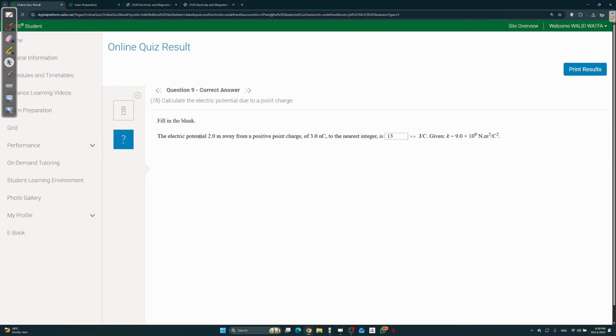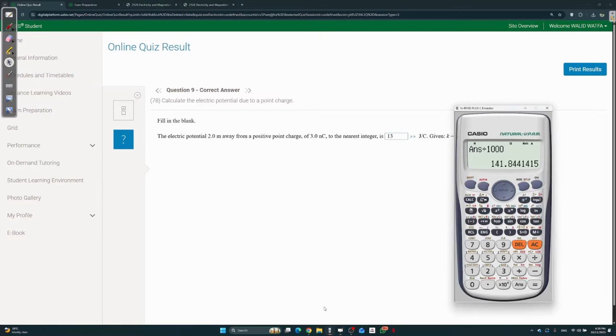Alright, the electric potential 2 meters away from a positive point charge of 3 nanocoulombs, to the nearest integer, is something. Now electric potential means voltage. They gave you the distance and the q, so this is the r, and this is k. Very easy. V is equal to kq over r. So simply this times this divided by this. No need to solve, so easy.